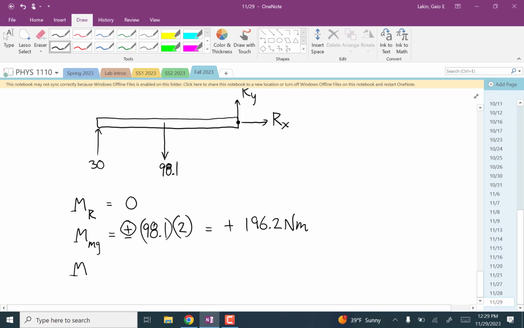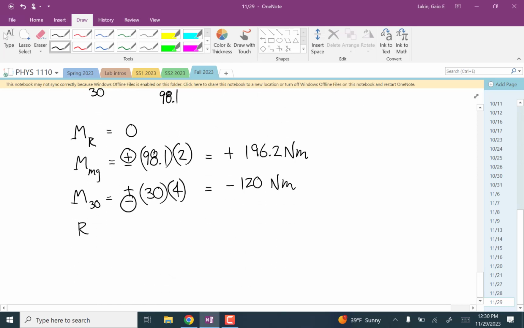And then the 30 newton force, that's plus or minus. The force is 30. What's the distance to the hinge? It's 4 this time, yep. And would that upward force of 30 make it rotate clockwise or counterclockwise? Clockwise, yep, so negative. And so we got negative 120 newton meters.